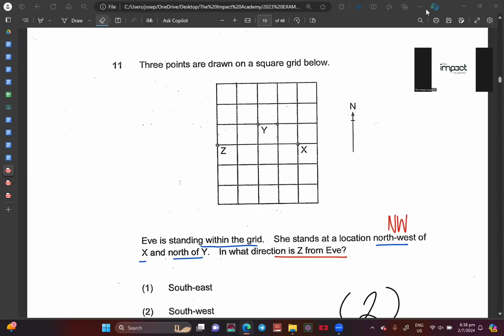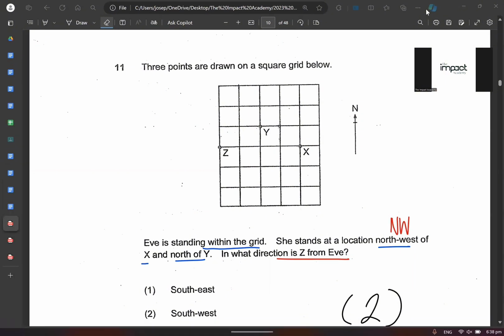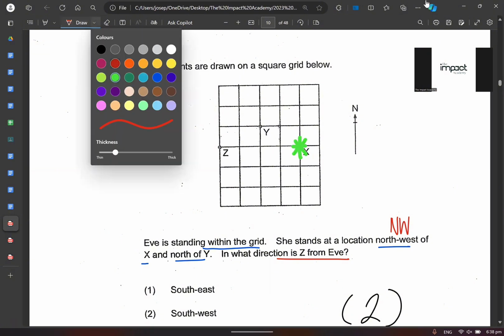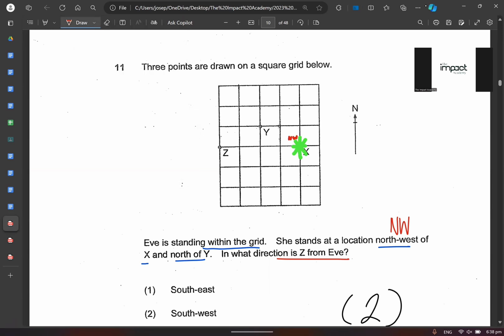Now the next question talks about Eve standing within the grid. She stands at a location northwest of X. What is northwest of X? That means I need to go to X and find exactly where my northwest is. Where's my northwest? Naughty elephant spray water. Correct or not? Northwest has to be somewhere here. Agree or disagree? Can you see it?